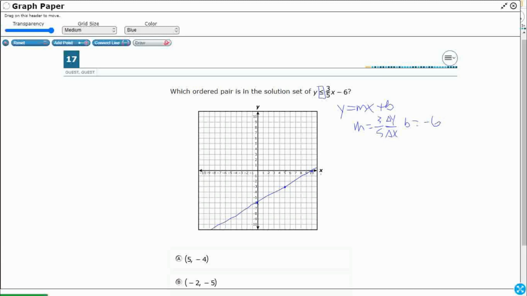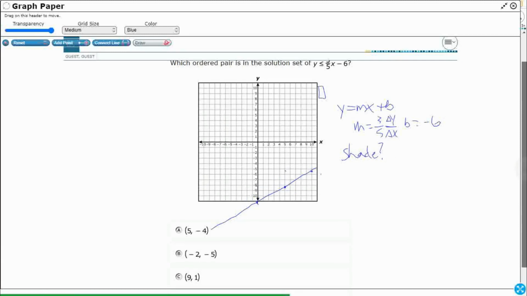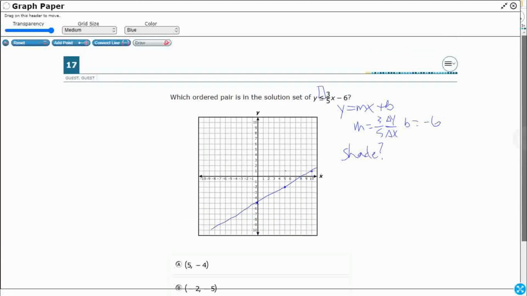It is going to be a solid line because we're going to do a less than or equal to, which means we can include any dot that's on the line if we want to. Now the question is which way do we shade? Okay, well, let's pretend we forget which way to shade. So let's just take a look at our answer choices.